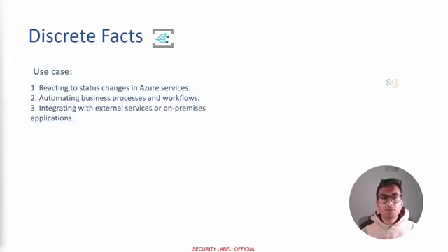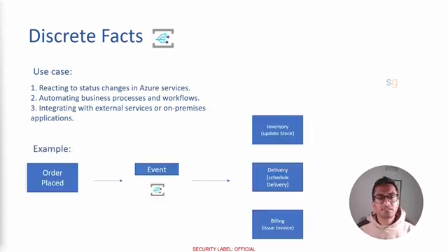And the common use cases are reacting to status changes in Azure services, automating business processes and workflows, integrating with external services or on premises applications. For example, in the previous case, in an e-commerce application, we considered Azure Service Bus to process the order. Once an order is processed, we might want to do a whole bunch of other things like update stock, schedule delivery, and issue invoices. Once the order is processed, the order processing workflow can raise an event.